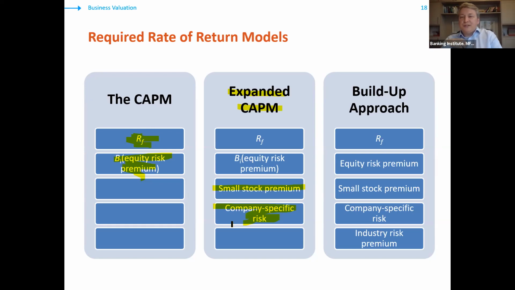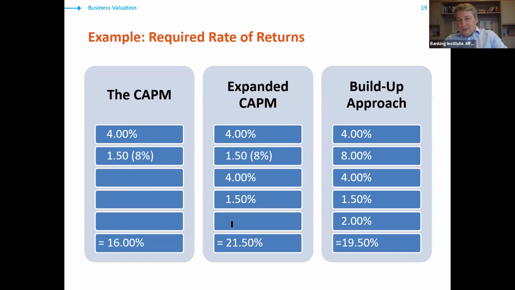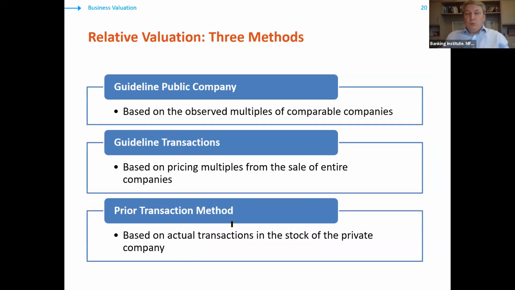go some risky projects, like venture capital or new project finance ideas and so on. So basically, it's between 15 and 20% for most companies. Let's give the example. And with relative valuation, the principle is the same.